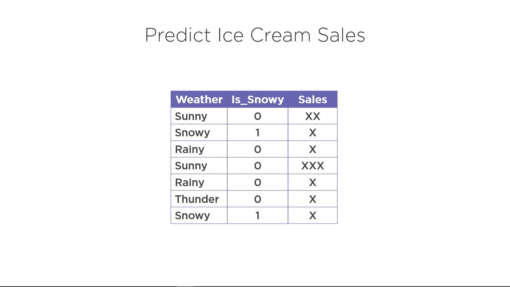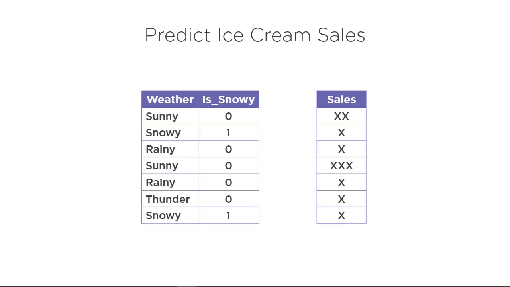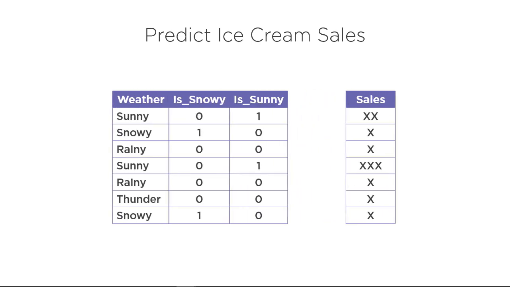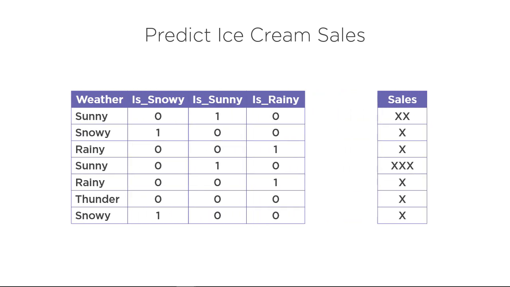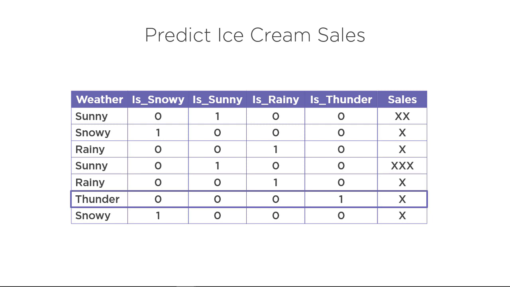The feature snowy has a value 1 when that day had snowy weather and a value 0 for every other instance. Likewise, we add a feature for sunny, for rainy, and for thunderstorm. So if there are 4 different values in a column, we get 4 different features. This is called one-hot encoding.